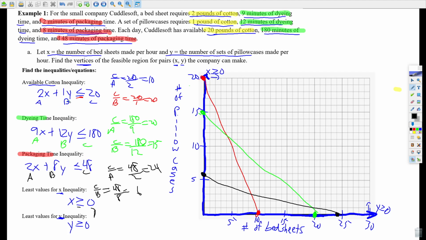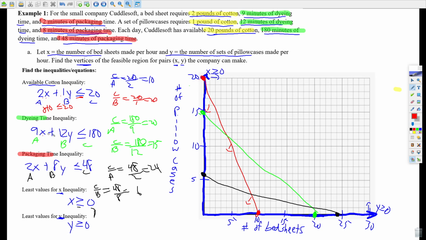Now, you could do test points of 0, 0. So if I were to go back for the red one, this would be 0 plus 0. Oh, man, come on. 0 plus 0, because you plug in zeros here, is less than or equal to 20. Is 0 less than 20? Yes, it is. So you'd be shading below the red. I'll just put an arrow or two. Below the red.